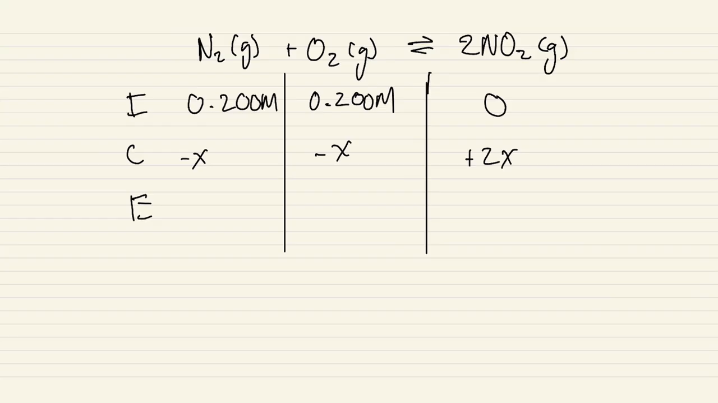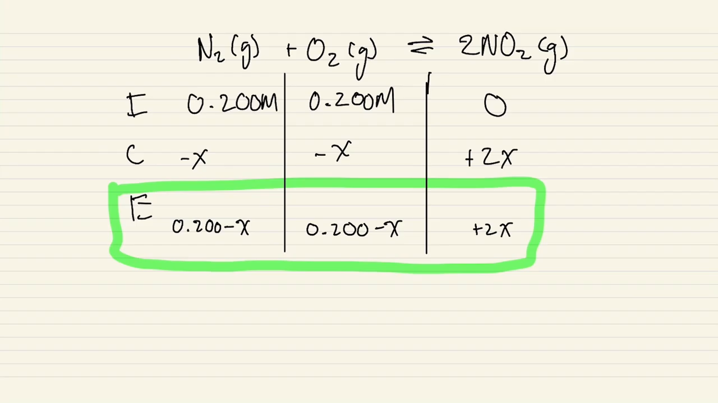And so then we get the equilibrium values just by adding up whatever's in our initial and our change, right? So we get 0.200 minus X, 0.200 minus X, and then plus 2X. All right, so these are our equilibrium concentrations now, and this is what we wanted to solve. And so why did we want to solve for this? Why did we need these values, or these expressions?